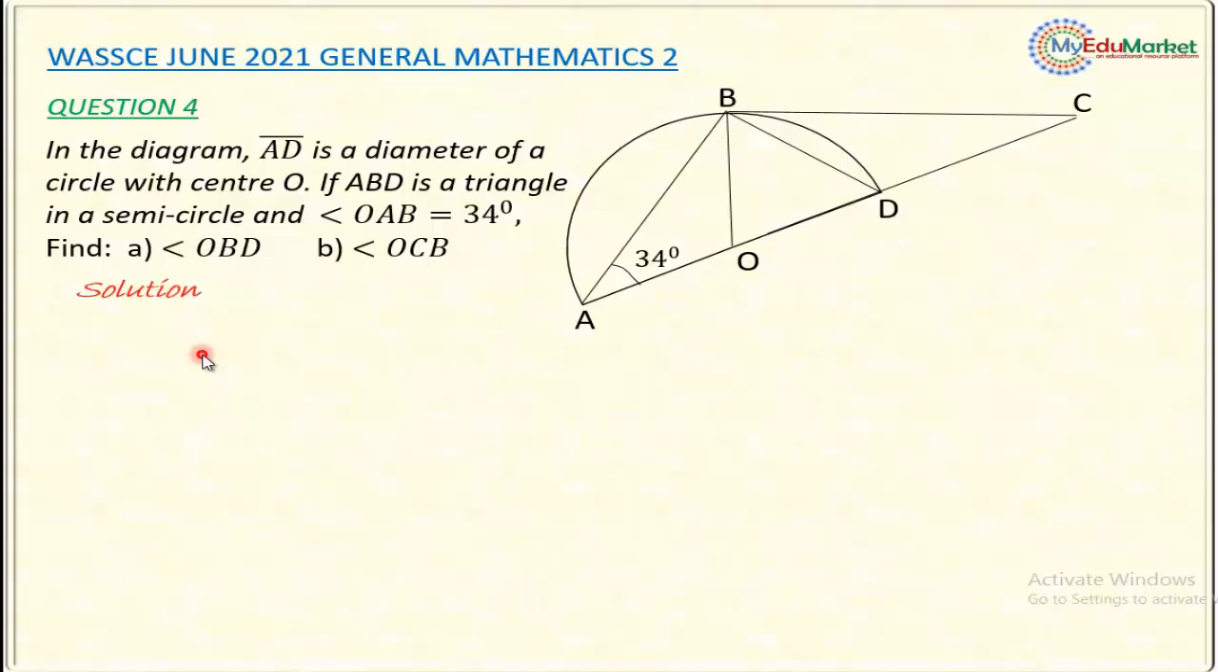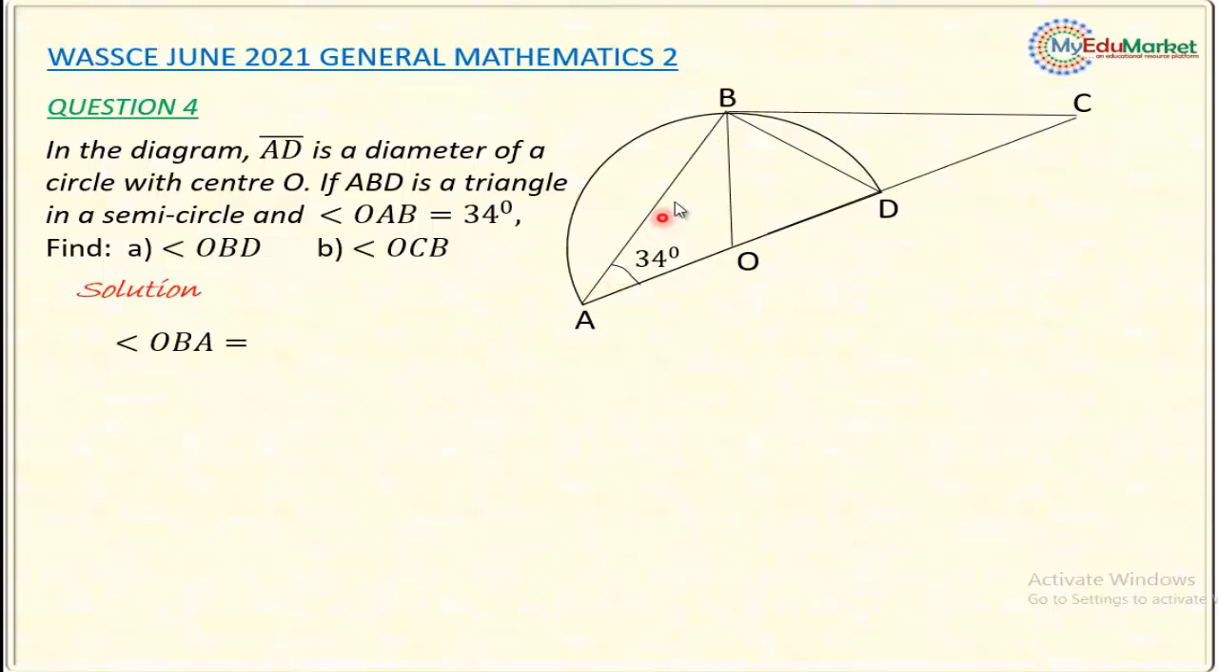Solution to this: what I'll do first is to get angle OBA. From this drawing, O is the center, so from O to A is a radius, and from O to B is also a radius, and two radii are always equal. So this triangle is now an isosceles triangle.